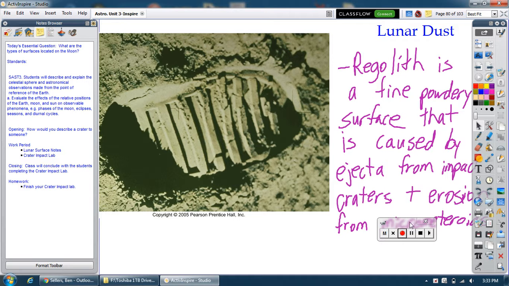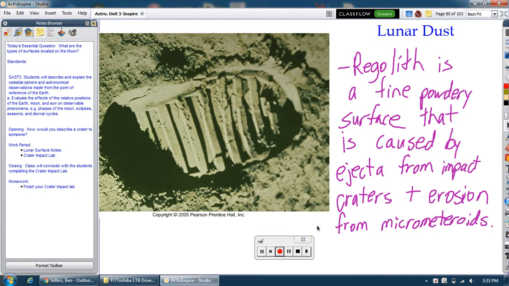Now, this has made most of the surface of the moon covered with what we define as regolith, right? Regolith is a fine powdery surface that's caused by ejecta from impact craters and the erosion from micrometeoroids, both of which the moon gets lots of, right? Especially micrometeoroids. It's just on Earth, we don't have micrometeoroids hitting because they burn up in the atmosphere. Now, they actually do come into that planet a good bit, but they never make it to the ground.